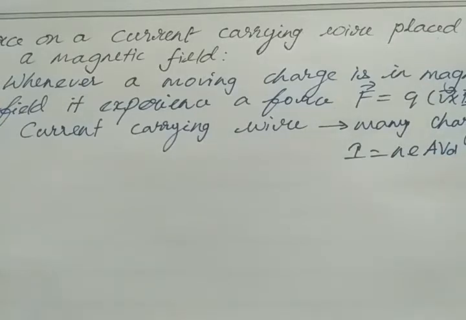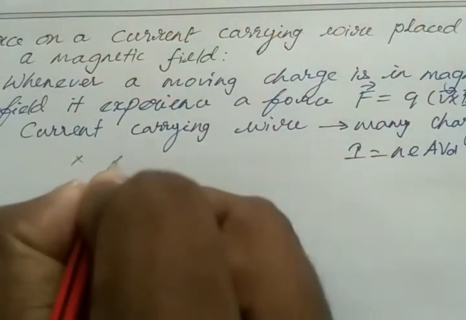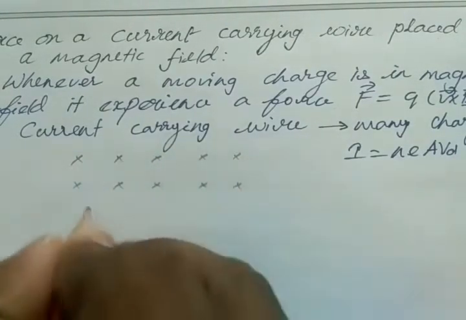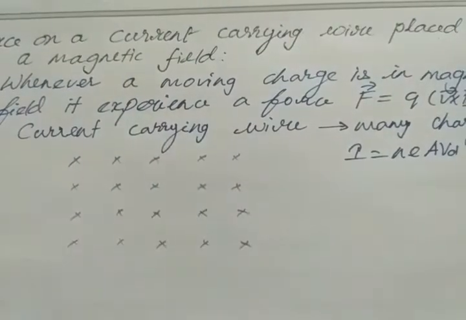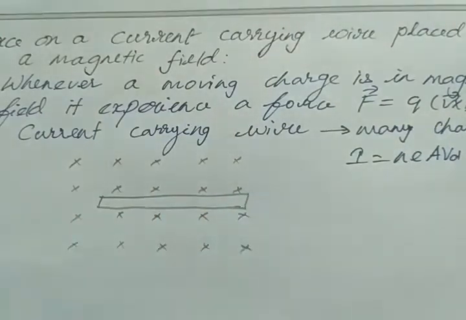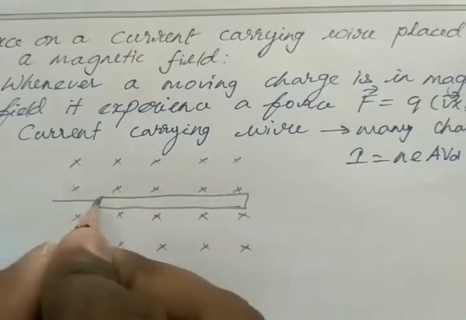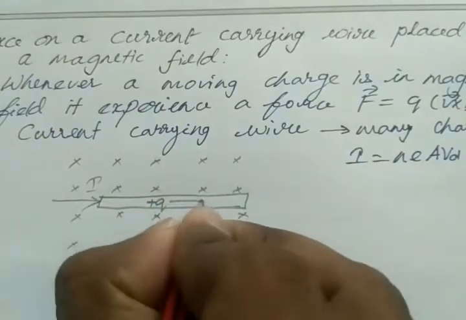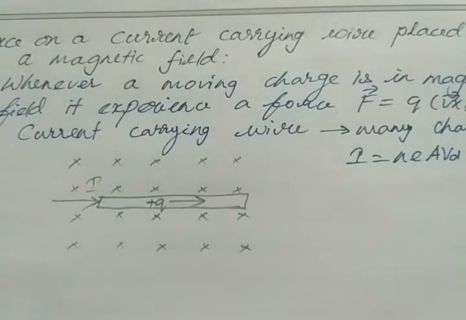Okay. So consider a conductor which we place in a cross magnetic field, which means the magnetic field going inward into the paper. Here we have a conductor. Okay. It carries current in this direction. Then what will be the motion of charge? If current is flowing in this direction, then motion of charge is also in this direction, right? Right? Because motion of charge leads to production of current.